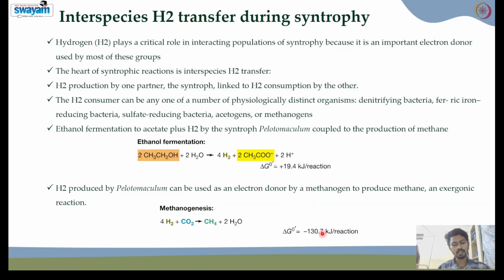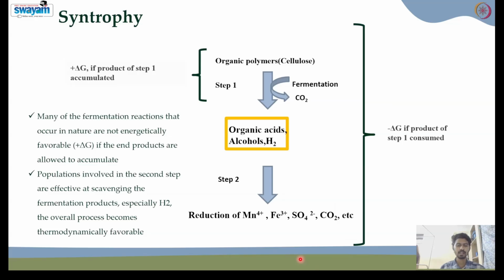And if you observe the del G naught value, it is highly negative. What does it tell? It makes the reaction energetically favorable. So by this we understood the concept of syntrophy, where two different types of bacteria, one is an electron-producing bacterium and the other a methanogen, help in converting the ethanol into methane by maintaining the overall reaction as a favorable reaction.